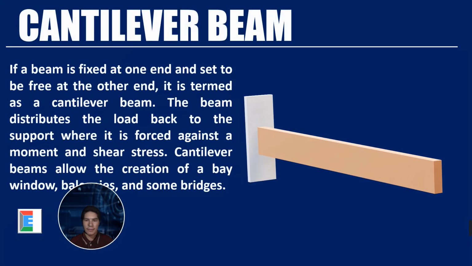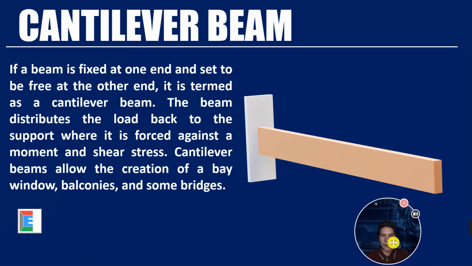For cantilever beam, if the beam is fixed at one end and free at the other end, it is termed as cantilever beam. The beam distributes the load back to the support where it is forced against a moment and a shear stress. Cantilever beams allow the creation of bay windows, balconies, and some bridges.